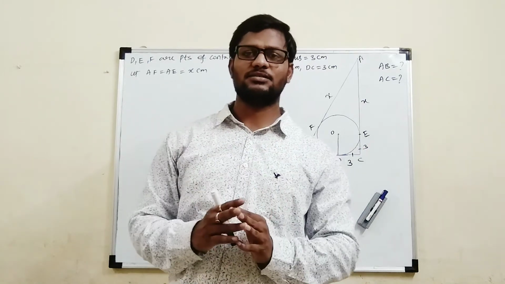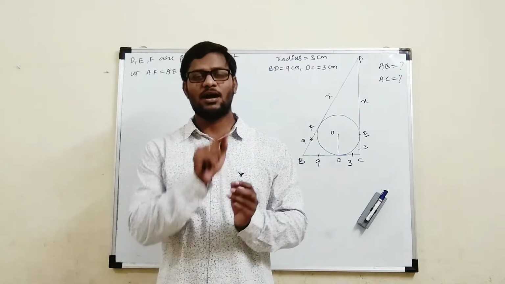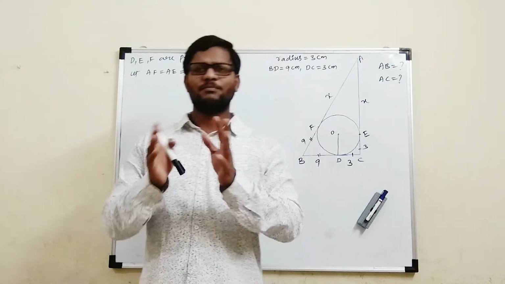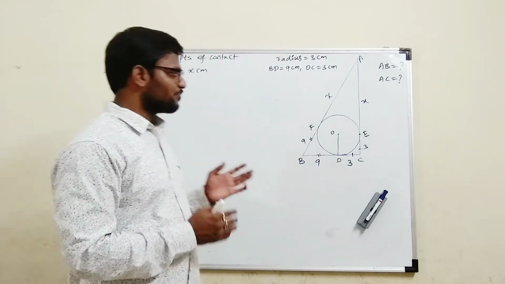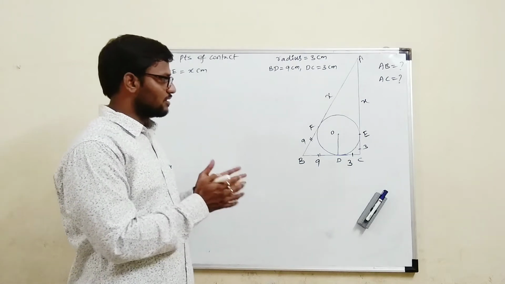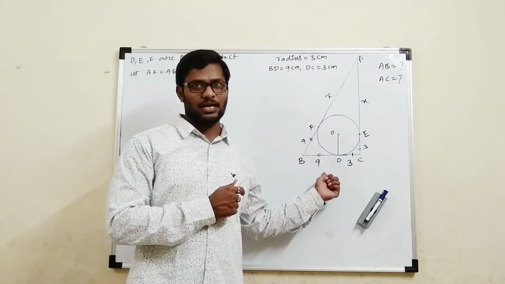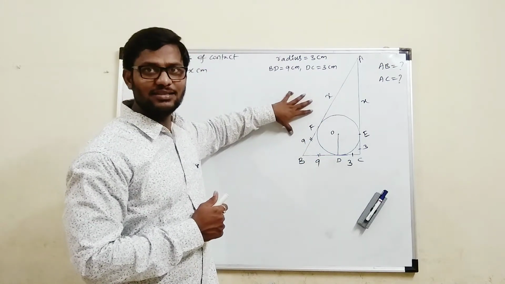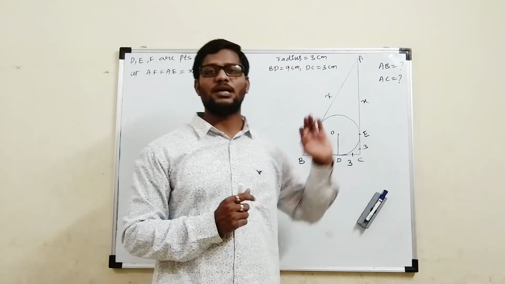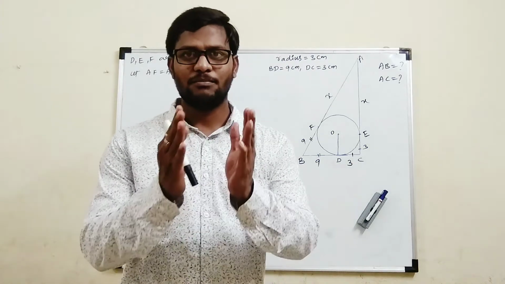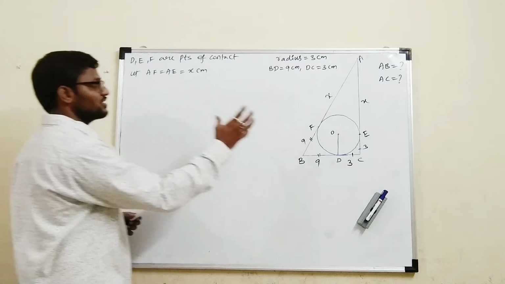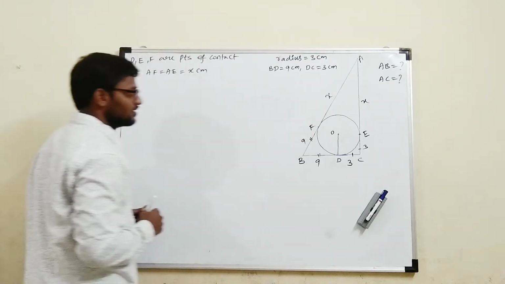Simple. We have two methods. One is Heron's formula, the square root of s into s minus a into s minus b into s minus c. But that is a lengthy method. I will explain the easiest method, that is the right angle triangle. If I prove this ABC is a right angle triangle, then we can take the square of the hypotenuse equal to the sum of the squares of the other two sides by Pythagoras theorem. So how do we prove this triangle ABC is a right angle triangle?